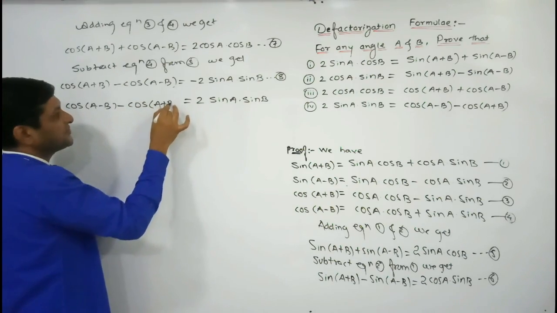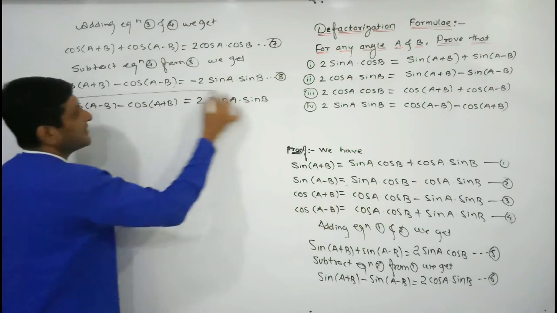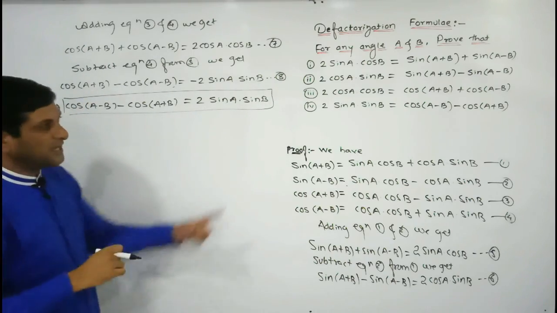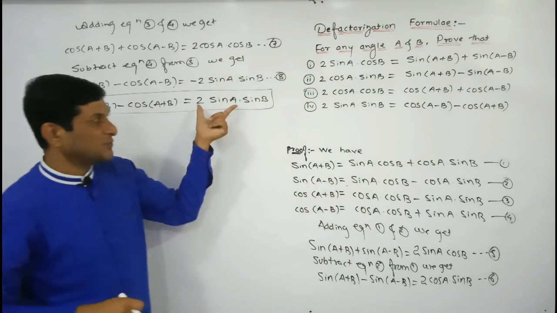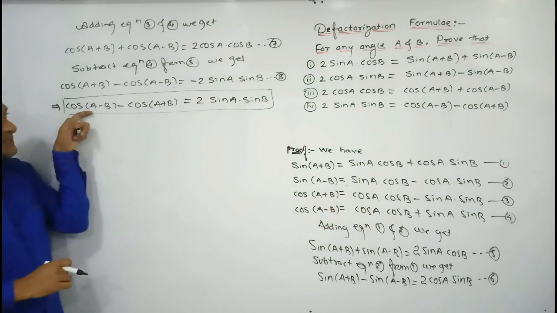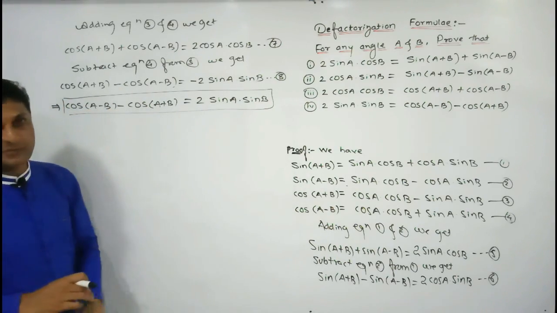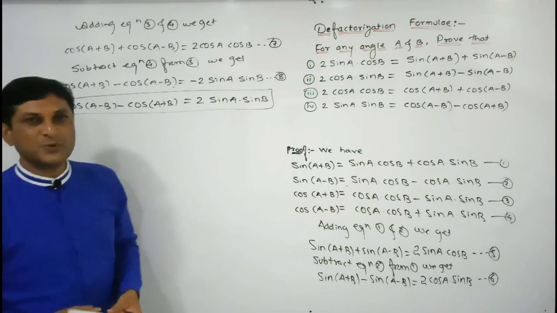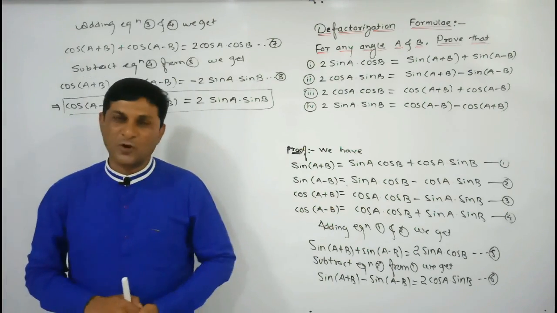(a+b). And check, is it our last required formula? What is the last formula? 2 sin a sin b. Yes, we have got 2 sin a sin b, and we have to show that its value is equal to cos(a-b) - cos(a+b). In this way we have got the proof of the defactorization formulas also.